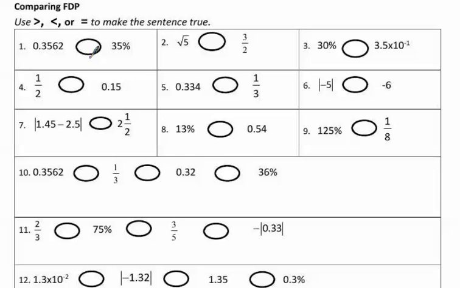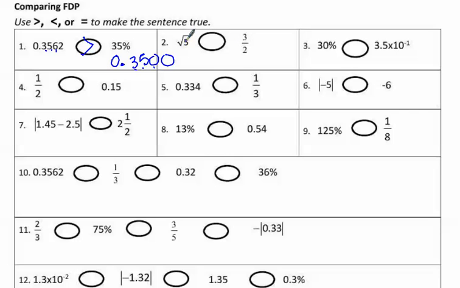Let's look at comparing FDP. Remember, anytime you're comparing numbers, put them in decimal form. Stack them if you need to using your grid paper. 0.3562 is greater than 0.35. Keep in mind that this would have 2 zeros at the end. 3, 5 they both start with, but then 6 is greater than 0.